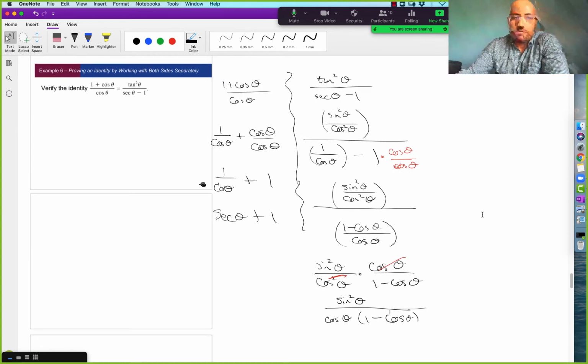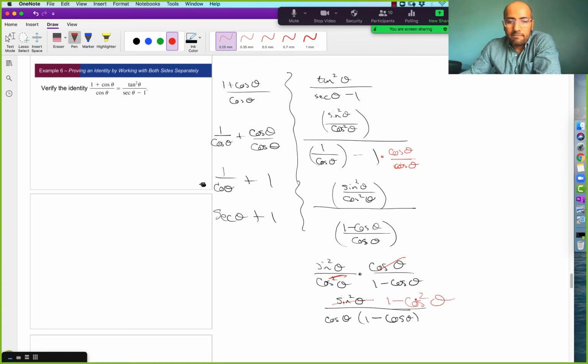Okay, what else can I do here? Keeping an eye on the other side, what I want it to look like, I can convert this into 1 minus cosine squared theta. So this guy goes into 1 minus cosine squared theta, and then this turns into plus and minus cosine. And that should do it for us.